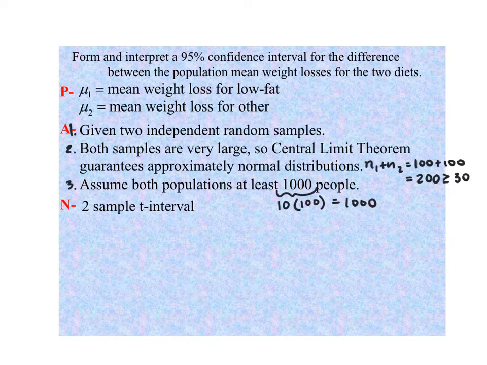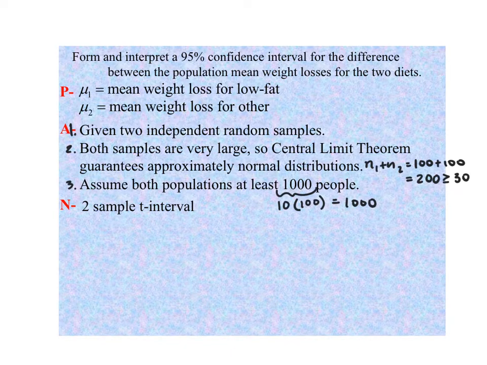The next letter in PANIC is the letter N, and that stands for the name of the interval. What are we going to call this interval? Well, the name that we're going to use is the two-sample T interval. Two-sample because we're collecting two samples. T, why do we use T? Anybody remember? Why do we use T?